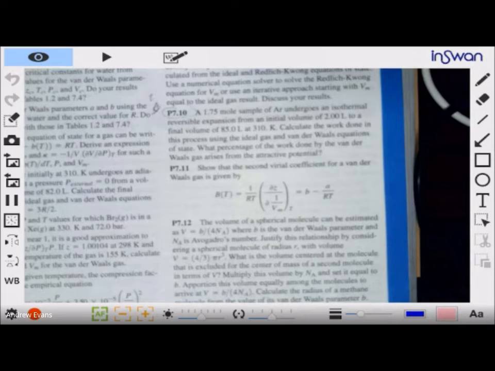Problem 10. A 1.75 mole sample of argon undergoes an isothermal reversible expansion from an initial volume of 2.0 liters to a final volume of 85.0 liters at 310 Kelvin. Calculate the work done in this process using ideal gas and van der Waals equations of state. What percentage of work done by the van der Waals gas arises from this attractive potential?